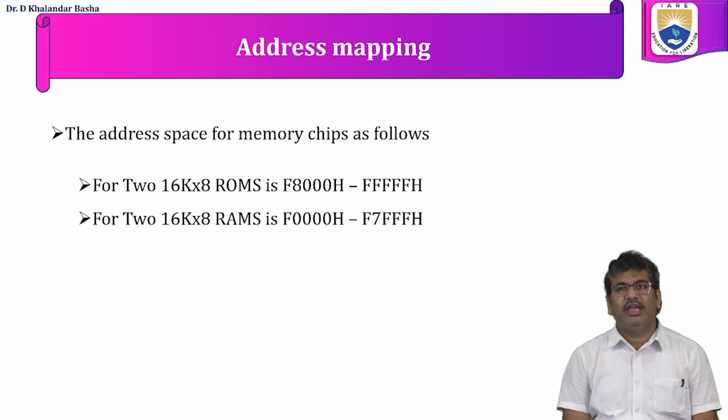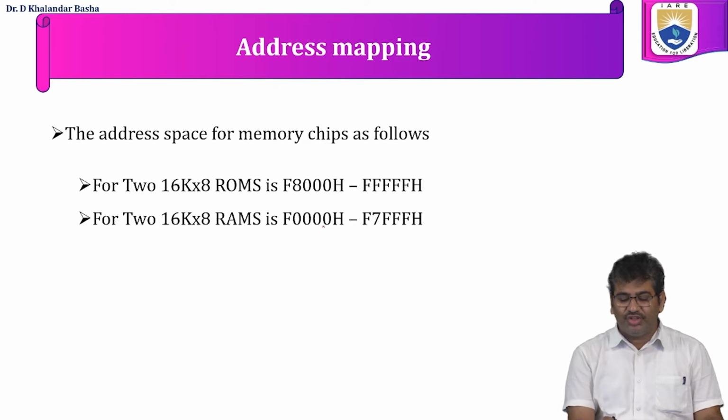Now the address space which we have selected for accessing any memory location of the two 16K by 8 ROMs is F8000H to FFFFFH, and the address space given for accessing any memory location of the two 16K by 8 RAM blocks is F0000H to F7FFFH.